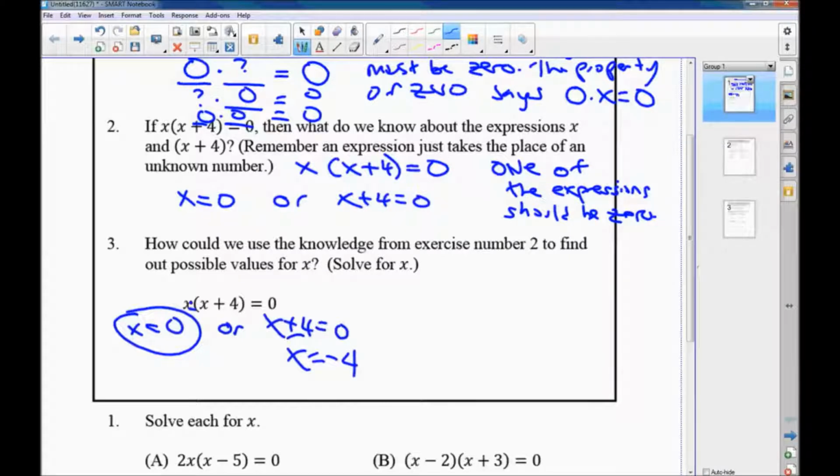And over here, if we solve for x, we get negative 4. That in the original problem would say negative 4 times negative 4 plus 4. Negative 4 plus 4 is 0, so that would say negative 4 times 0, and that would also be 0. Okay, so these are the two values that work.